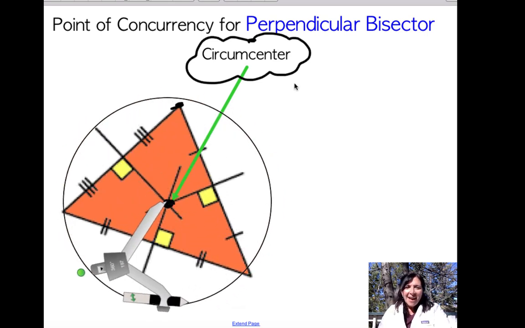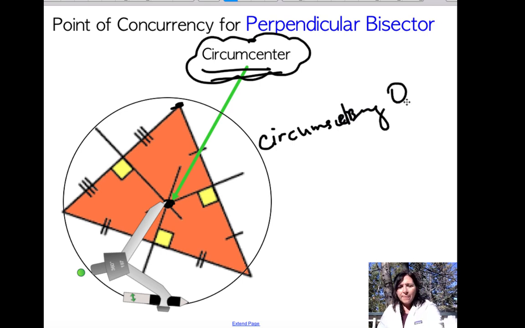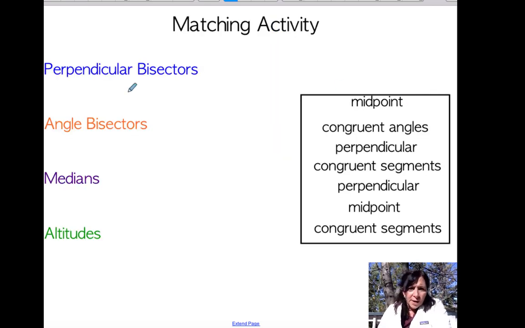So cool. Anyway, that's what we will be doing once we get to the construction chapter. But that's what I'm talking about, and that's what we call circumscribing a circle. You're taking your circumcenter and circumscribing a circle. So again, these are matching perpendicular bisectors.